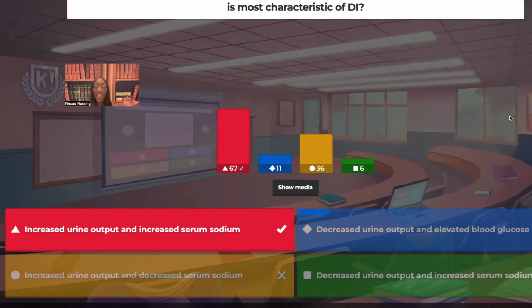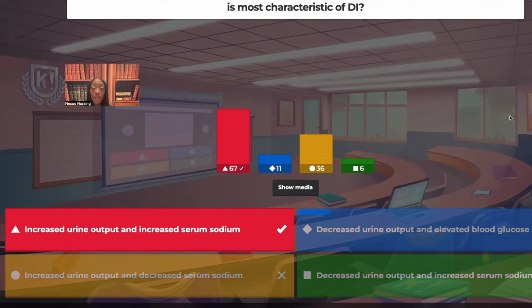So after I explained SIADH, most of you guys got it and you understood diabetes insipidus, which is the opposite. In diabetes insipidus, the patient doesn't have enough antidiuretic hormone, so they're urinating all over the place. They're like Oprah. You get urine, you get urine, you get urine. Everybody gets urine, right? This patient is urinating so much to the point of dehydration. So when it comes to diabetes insipidus, the arrows go the opposite way.